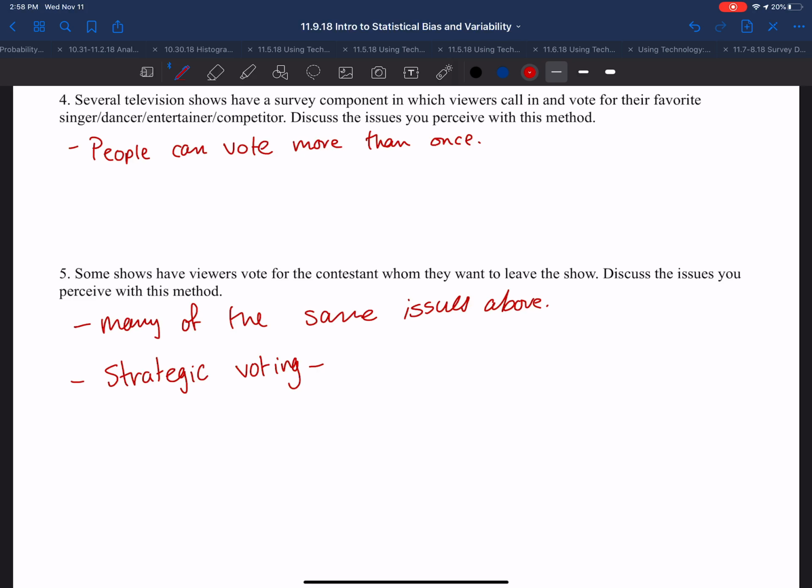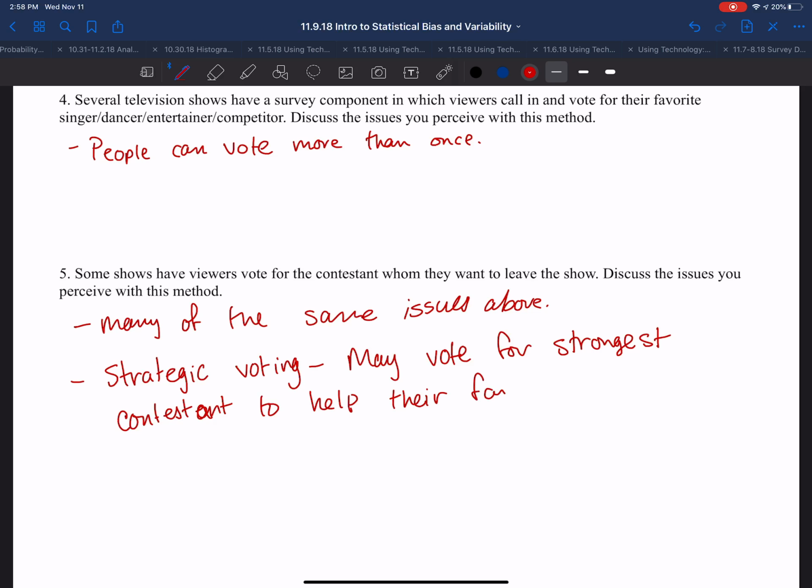Rather than voting for the worst, they vote to eliminate a strong person to help their favorite. So may vote for strongest contestant to help their favorite. So if they know their favorite contestant is about to get voted out, they might vote for the strongest to try and throw it off and help the person that they actually want to win.